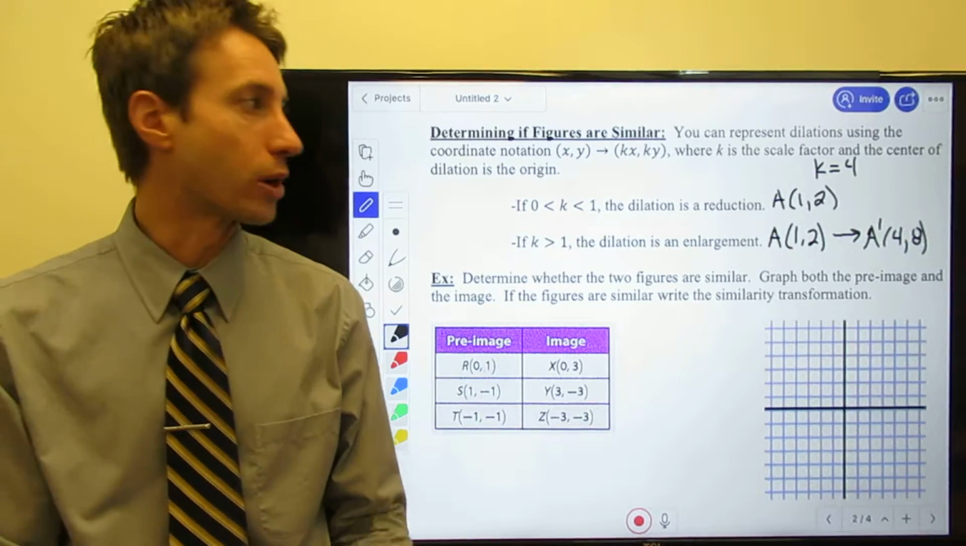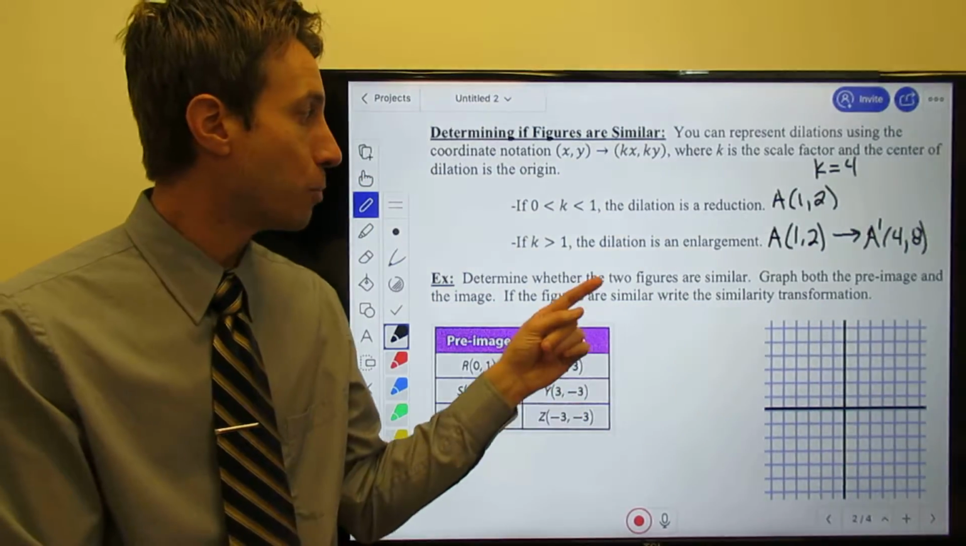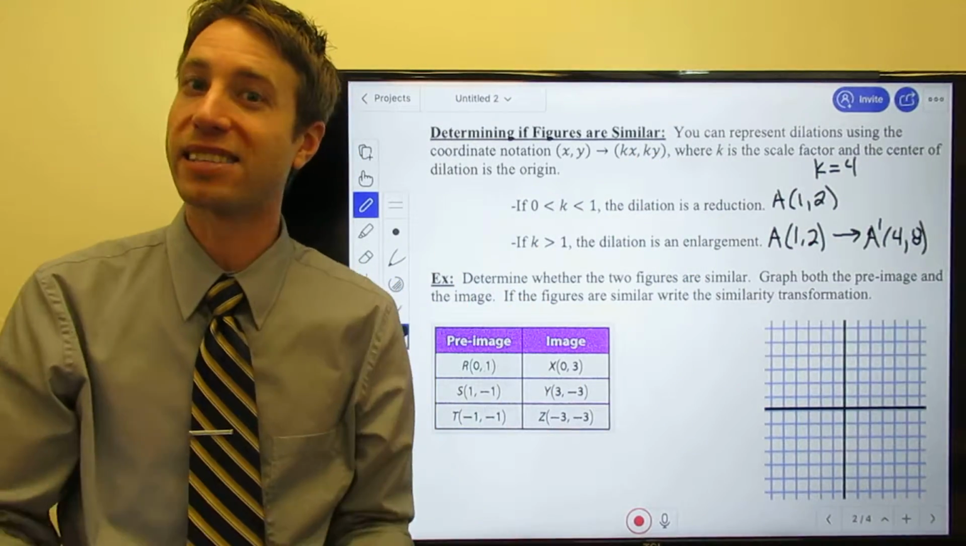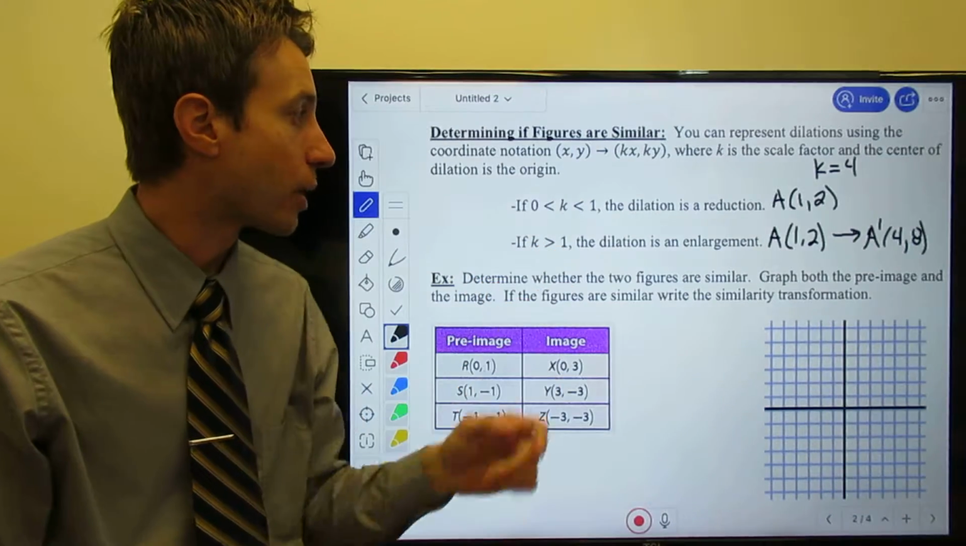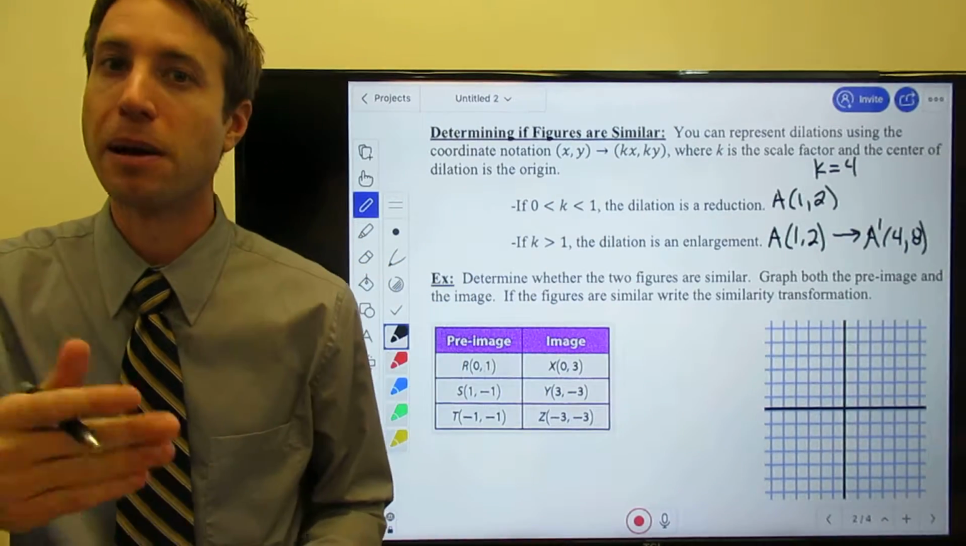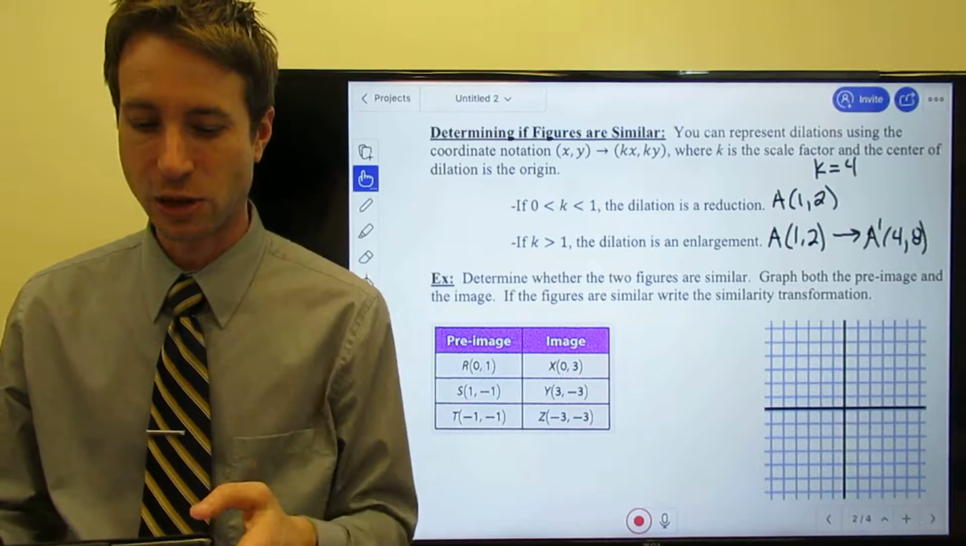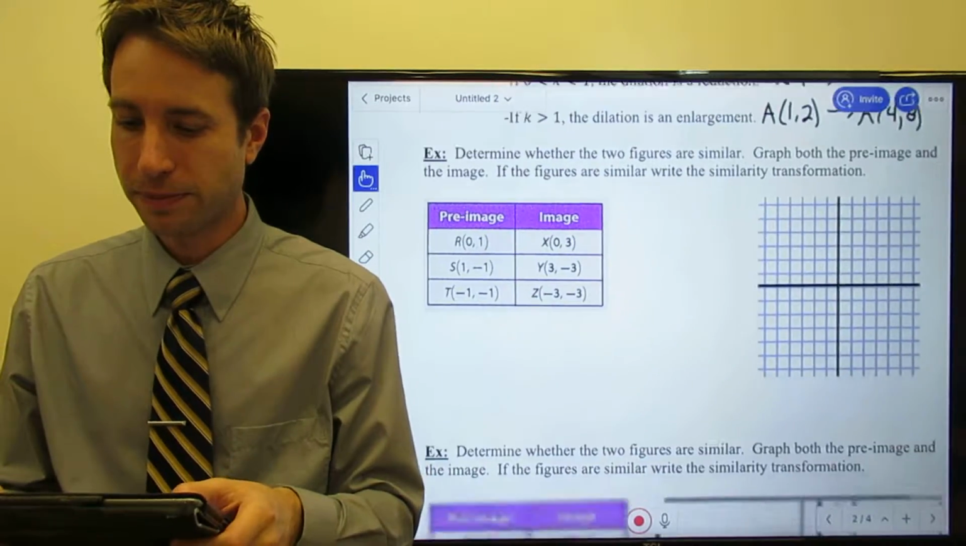We'll go ahead and run through a couple of these together. Once again, reminding you that if k is between 0 and 1, it's going to shrink the size of the figure, and if k is greater than 1, it's going to make the figure bigger. We've mentioned that a few times. It's worth repeating just to remind you what the scale factors mean.